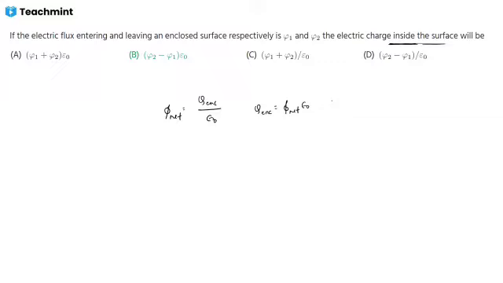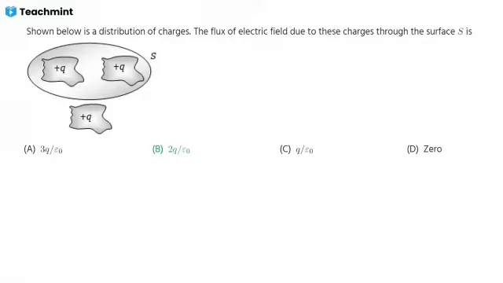As you already know, the flux entering should be taken as negative, and the flux leaving the surface should be taken as positive. So here flux phi 1, it is entering, and this flux phi 2, it is leaving. So if you take the difference, it will be phi 2 minus phi 1 into epsilon naught. So option B. Okay, let us move to the next question.